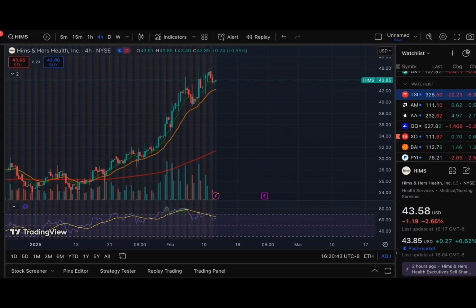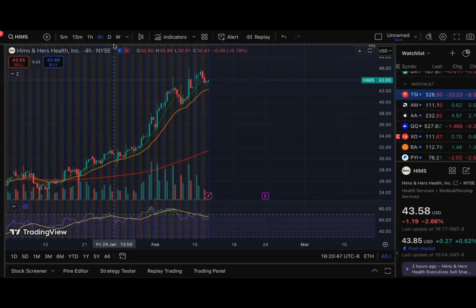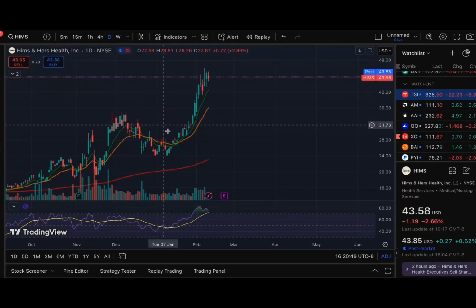So Hims and Hers, all right? You want to look at this chart and tell me this is hindsight? Nah. You know why? Because I think it was the 23rd of January. No, it was the 27th. It was here. 27th of January.